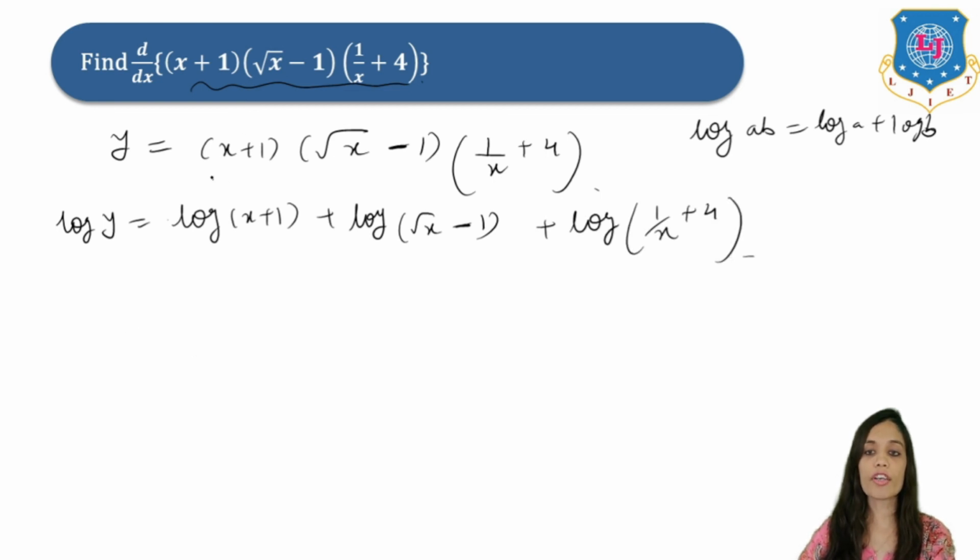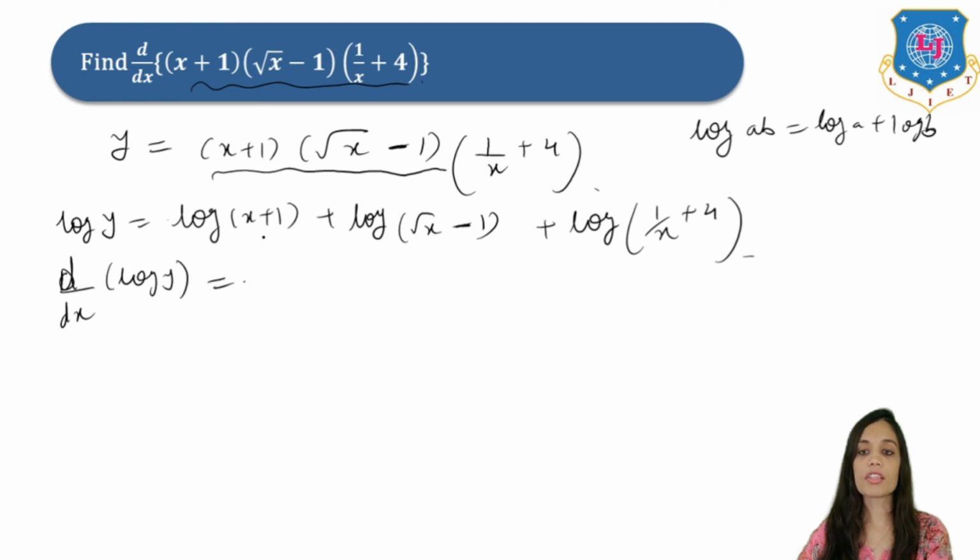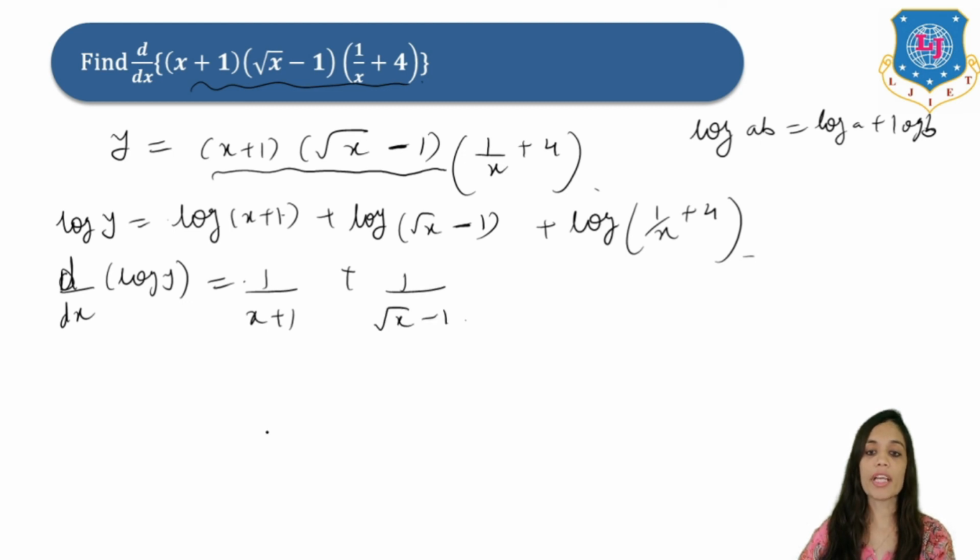So you don't have to apply the multiplication rule or product rule of derivatives. Now it is very simple. Just do the derivative on both the sides. So here you will get d by dx of log y is equal to, derivative of this will be what? 1 upon (x plus 1). Very simple. Derivative of log will be again 1 upon square root (x minus 1).